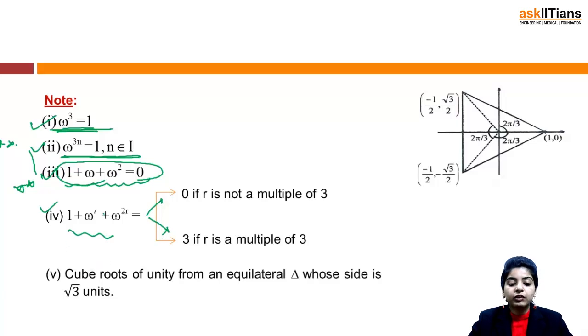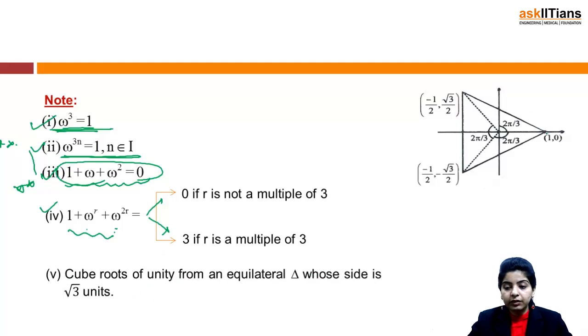It is obviously on the basis of the property we have discussed, omega cube is 1, omega raised to 3n is 1. So if r becomes a multiple of 3, this will be 1, this will be 1, so finally the result would be 3.